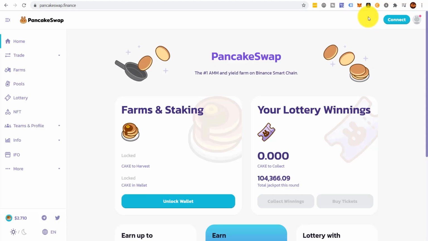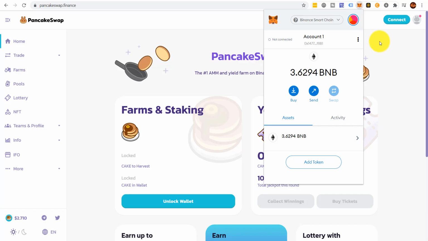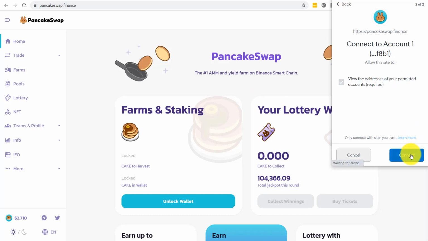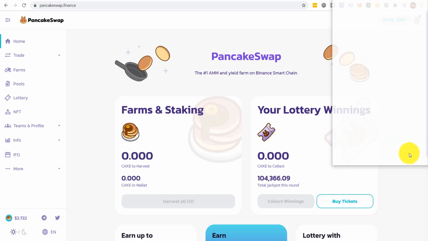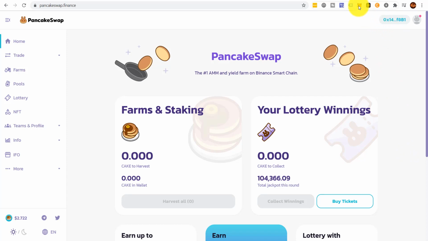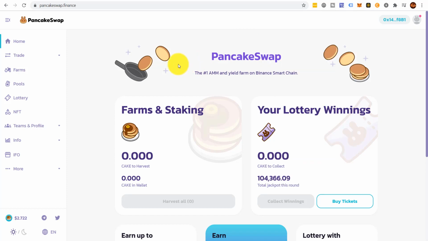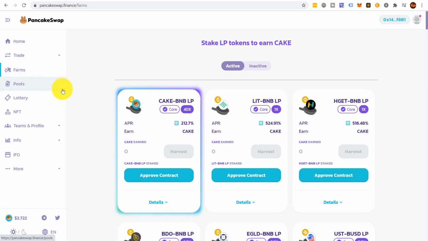Let's go over to Pancake, see if it will connect. Click MetaMask. Next. Connect. Now keep in mind, if you have trouble connecting, you might not be on the Binance Smart Chain. And there's those 3 tokens right there, the 3 BNB tokens. Once we're here on Pancake Swap, it's just a matter of what do you want to do? If you want to start farming, then we need to get liquidity tokens. So the way you get liquidity tokens is you're going to come over to trade, exchange.